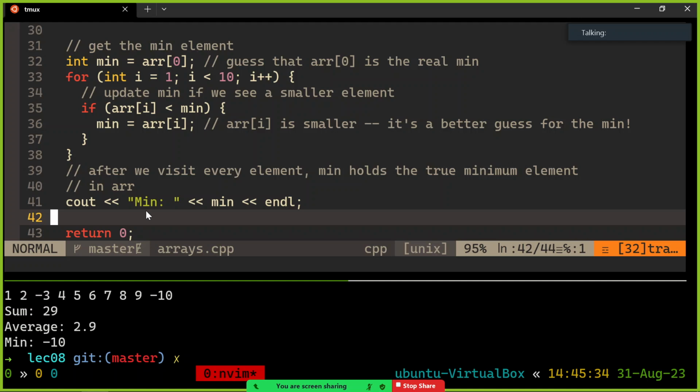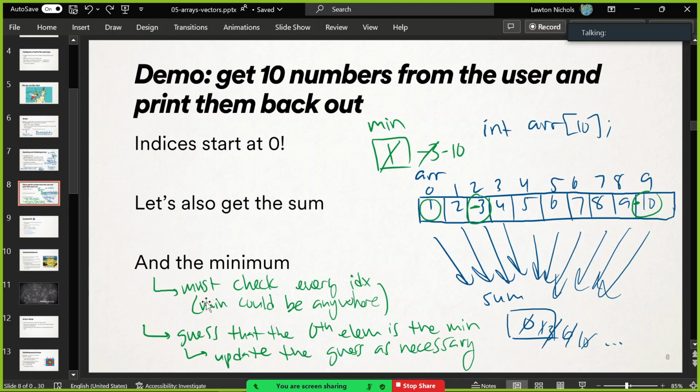Any questions about that? It's the most complicated algorithm, I guess, for this slide. Is it making sense? So that's the strategy. I think you can imagine how you can change that to find the maximum element, right?